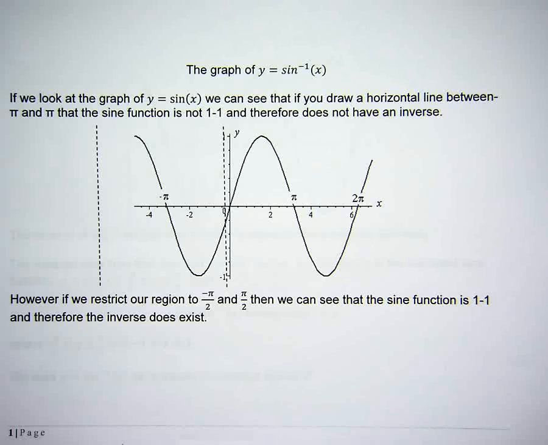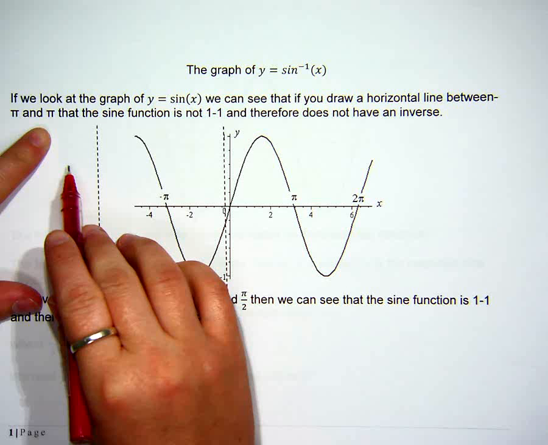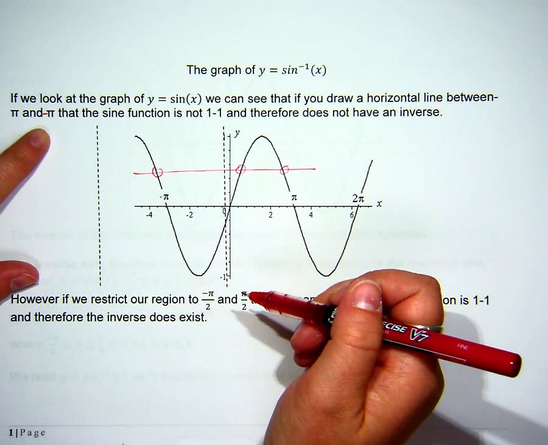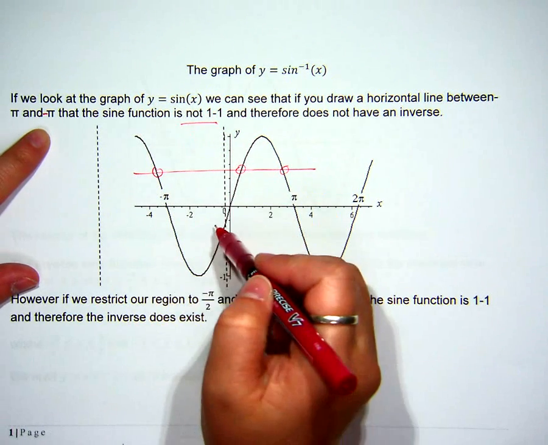Let's talk about graphing sine inverse. If we look at the graph of y equals sine, we can see that if you draw a horizontal line between pi and negative pi, the horizontal line test fails because you touch your function in more than one location. That means the sine function is not one-to-one, and the overall function with no restrictions does not have an inverse.